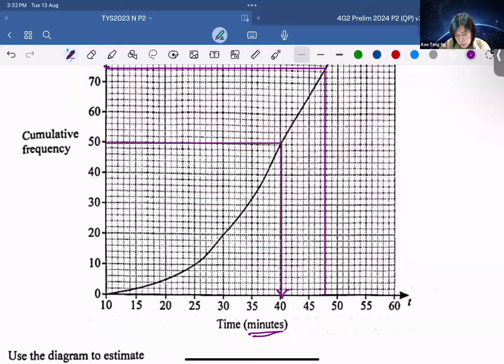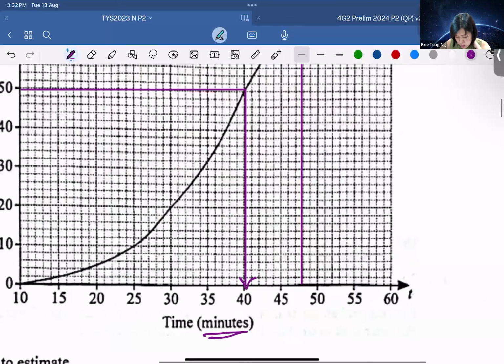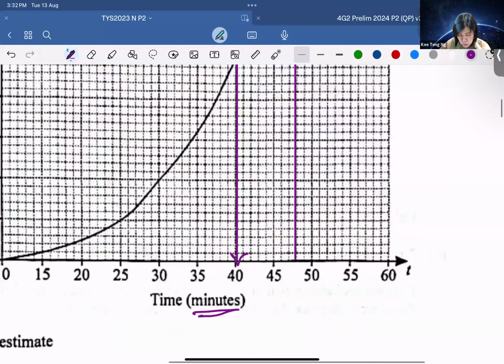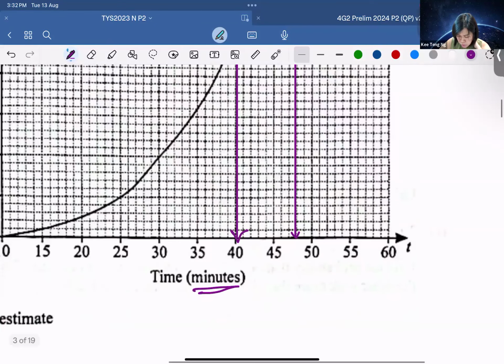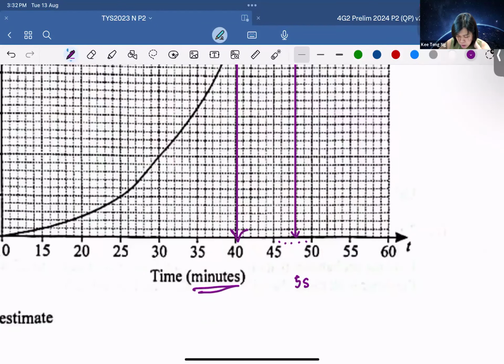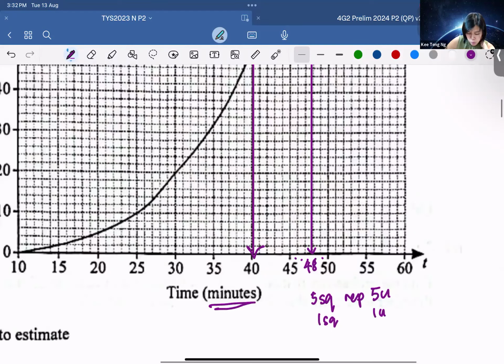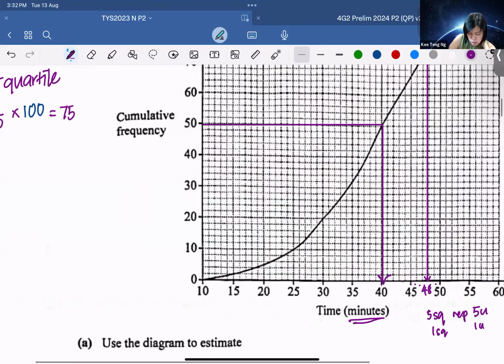The problem is sometimes students don't know how to read this square, correct or not? What we can do: 1, 2, 3, 4, 5, 5 squares represent 45 to 50, 5 units. So 1 square, 1 unit. So 45, 46, 47, 48. So the upper quartile is 48.